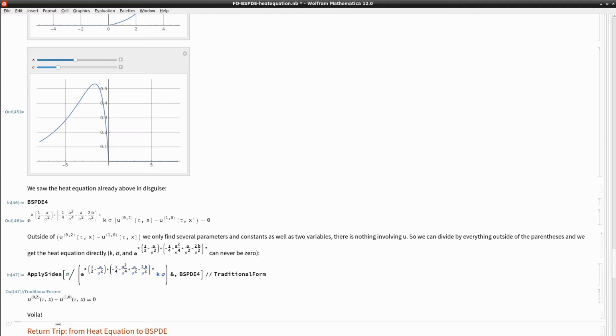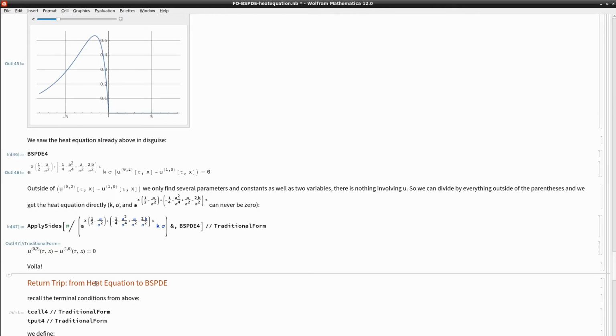Okay, so what we just did was we transformed the Black-Scholes PDE into the heat equation. We needed to keep track of several substitutions along the way, and we also needed to transform our initial condition into terminal conditions. Okay. Now next, let's do the return trip. Let's start with the heat equation and transform back to the Black-Scholes PDE.